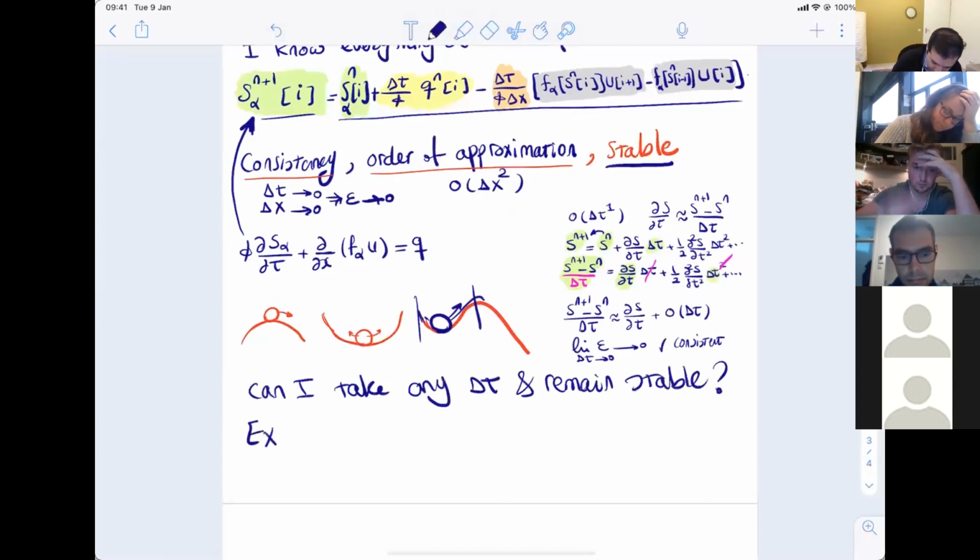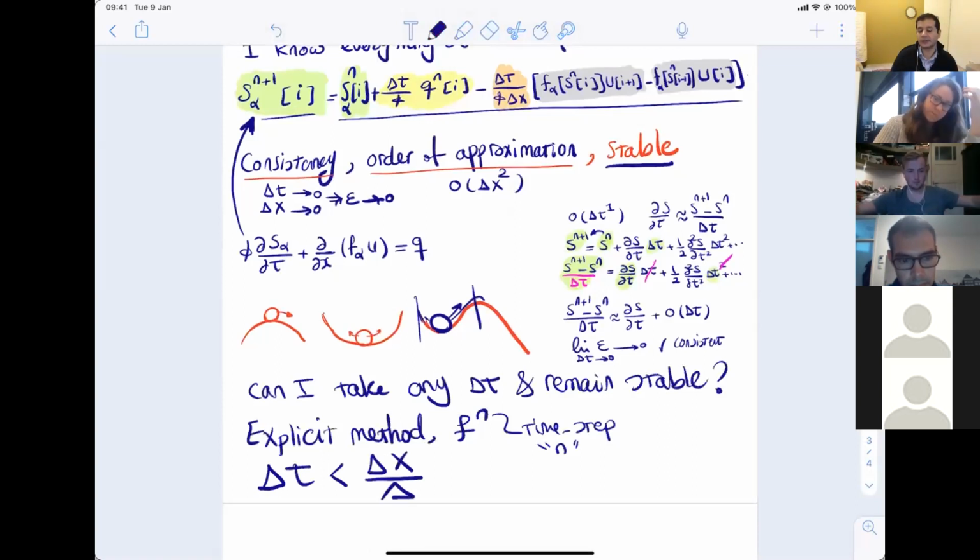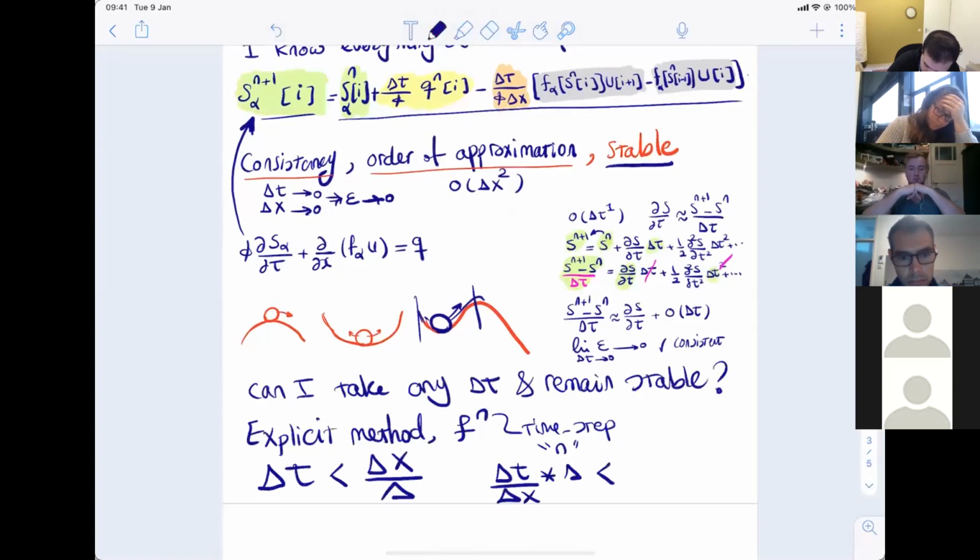Since I used an explicit method, I estimated my fluxes at time step n. So I used time step n to estimate my flux. We can do von Neumann linear analysis and prove that your delta t should always be smaller than delta x divided by your characteristic speed in order to remain stable. Which means delta t multiplied by your characteristic speed divided by your delta x should always be less than 1.